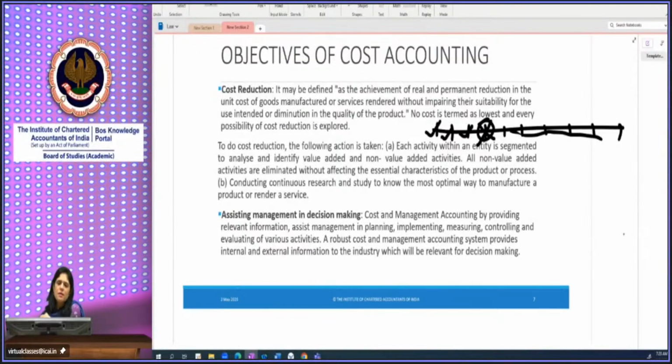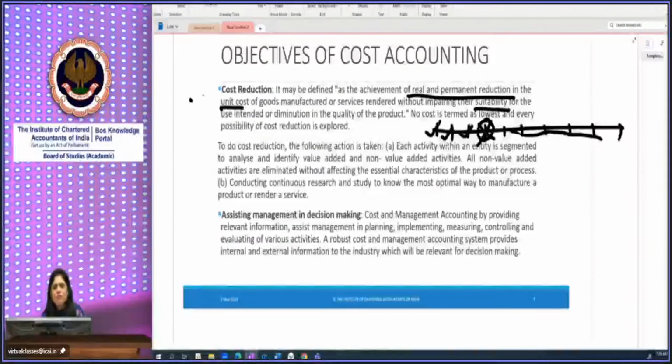Cost reduction is the achievement of real and permanent reduction in the unit cost of goods manufactured or services rendered, without impairing their suitability for use. You need to understand this, and it should always form part of your answer. It's not that you keep on reducing the cost and compromising the quality. That should not happen. Only non-value added activities or levels are eliminated to reduce the cost. No cost is termed as lowest, and every possibility of cost reduction is explored.